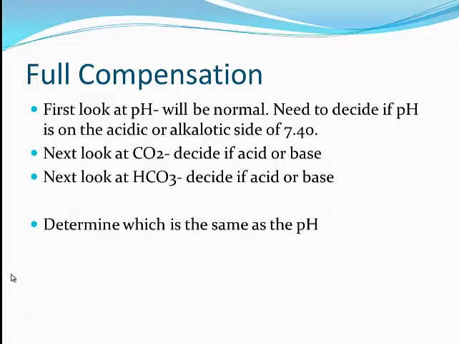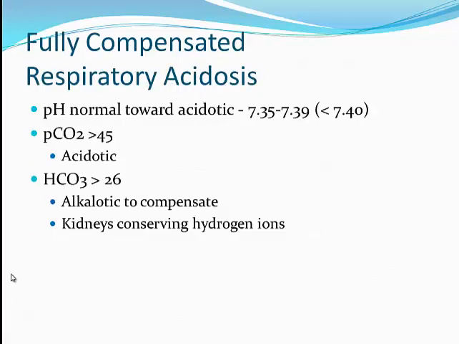Next, we're going to look at the CO2 and decide if it's an acid or a base. And then look at the bicarbonate and decide if it's an acid or a base. We're going to determine which is the same as the pH. Fully compensated respiratory acidosis. We have a pH which is normal but towards the acidic side, so we're going to say it's 7.35 to 7.39. Our PCO2 is above 45, so that's acidotic, and our HCO3 is above 26, which is alkalotic, and that is to compensate. Our kidneys are conserving hydrogen ions. Now we know that it's acidotic because, again, two of our levels are on the acidotic side.